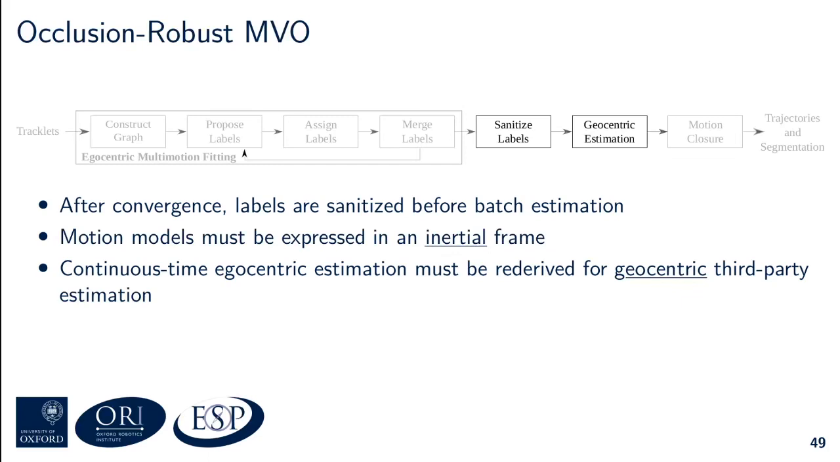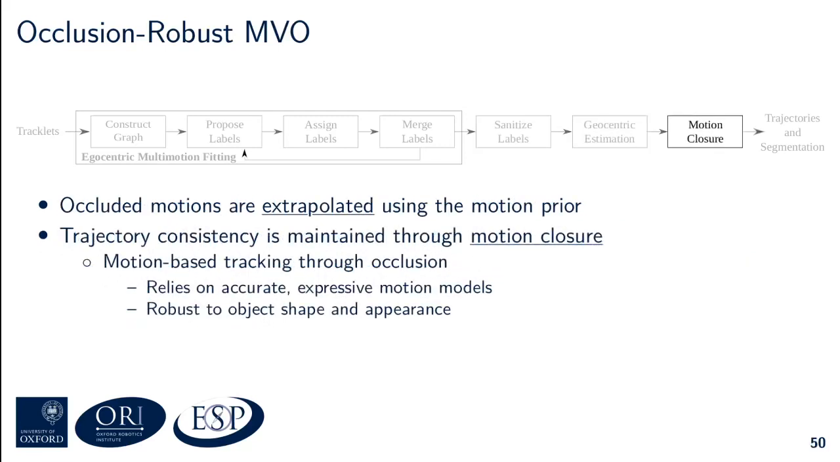frame. We can approximate an earth-attached frame as being quasi-inertial for this purpose, but the continuous time estimation problem must be re-derived to estimate third-party motions in a geocentric frame. Please check out our paper for more details on how this is done. The newly estimated geocentric motions can then be contextualized among the motions previously observed in the scene. In situations without occlusion, this is a straightforward association.